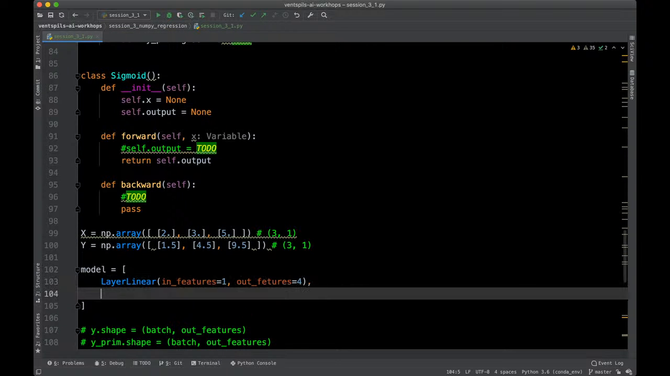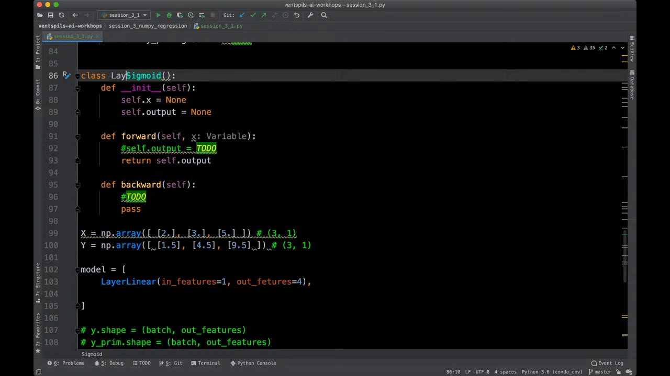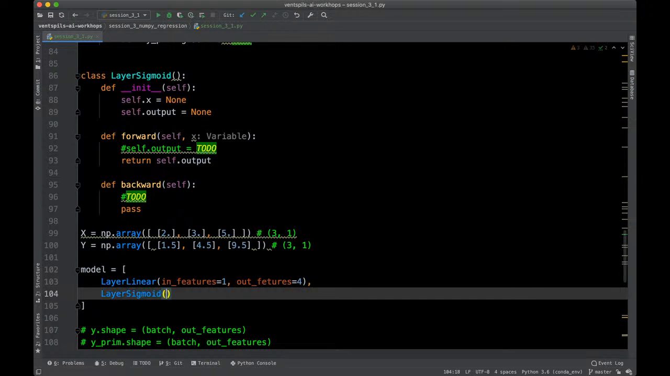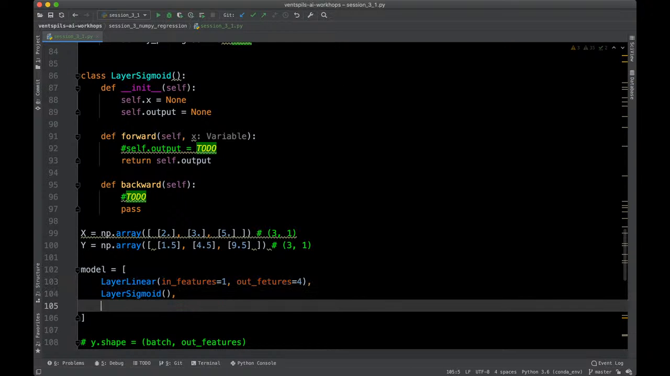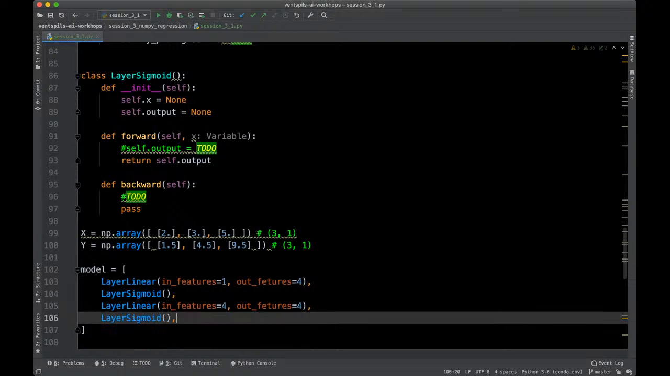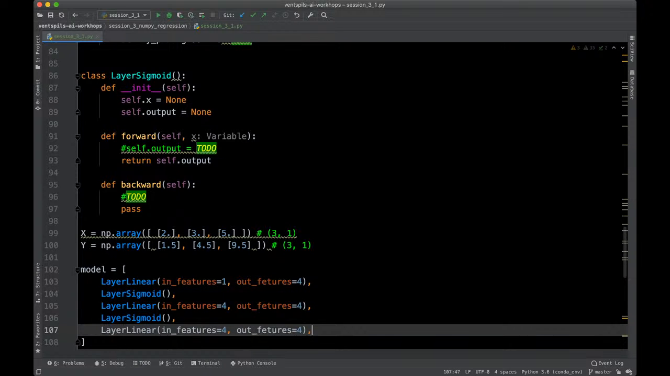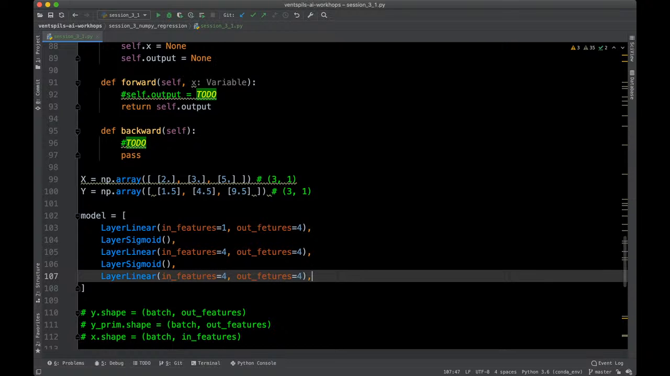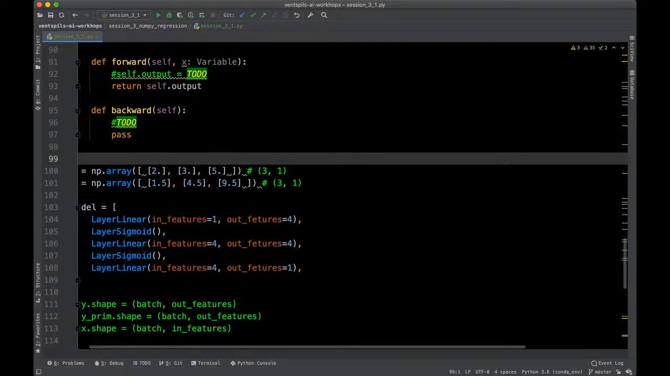Then we'll have layer sigmoid, let's call it layer sigmoid. This doesn't take any input parameters. So again, 4, 4, layer sigmoid, and then a linear layer at the end. If you want to create exactly the same model that we had before in the session today, you can modify the last layer with the sigmoid with the R multiplier, but it's not definitely necessary.